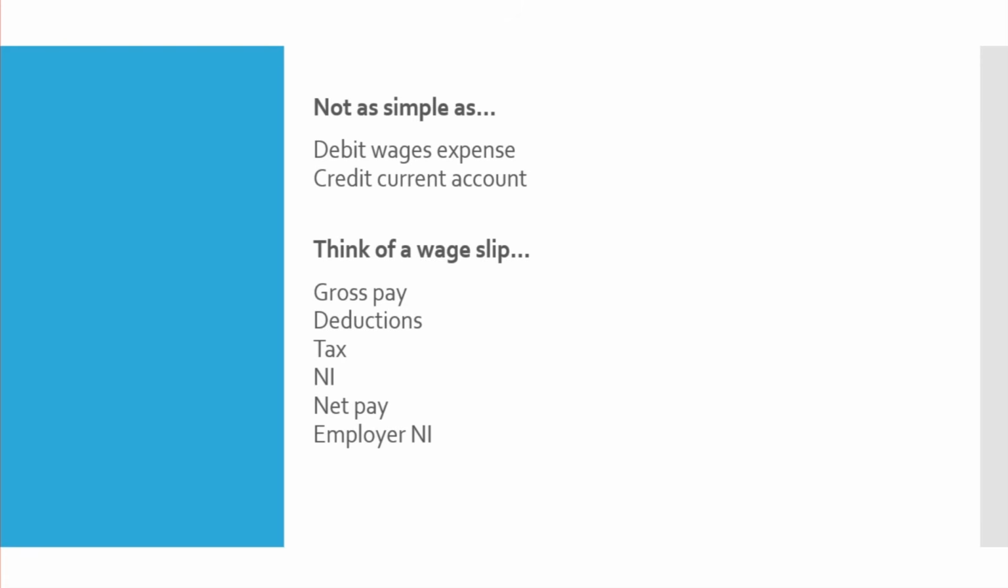So it's not as easy as doing debit, wages expense, and credit, the bank account, because there is a lot going on here. We have gross pay, we have net pay, we have tax, we have national insurance, we have money that we owe to the employee, we have money we owe to HMRC, and wages journals will cover all of that. So in the next video we'll go into this in a bit more detail.